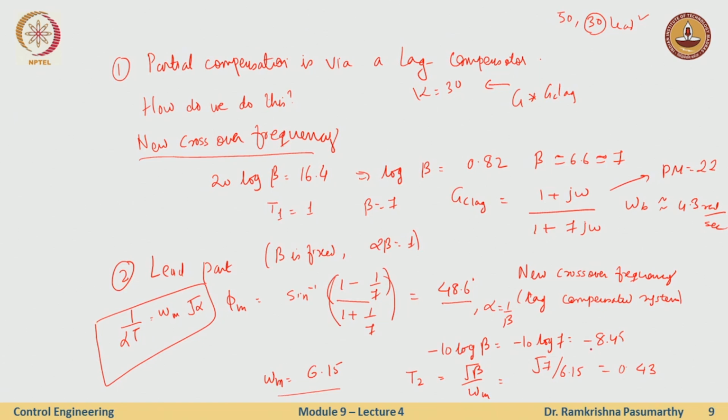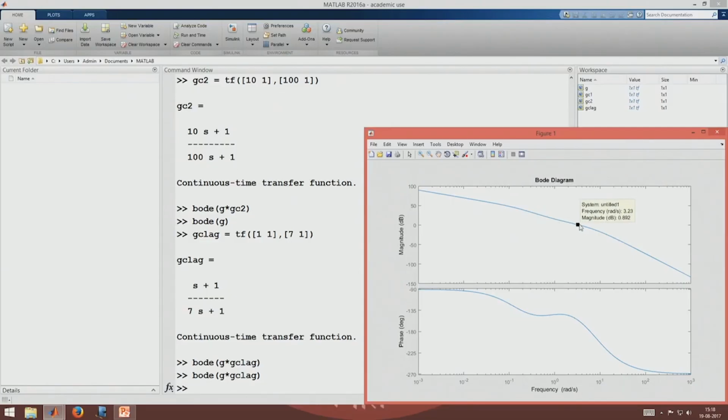So I am looking at where the lag compensated system has a magnitude of minus 8.45, that will be the new crossover frequency. That turns out to be 6.15, as we will see from the Bode plot of the lag compensated system. So where is it? Minus 8.45 is roughly around here, right, 6.15. This is the frequency here.